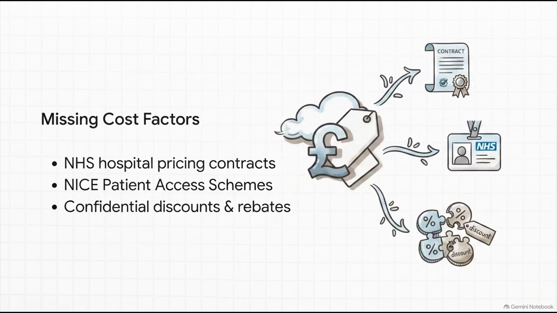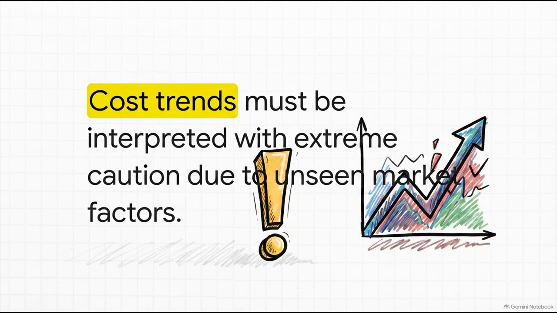So the indicative cost is really just a derivation. It's calculated down to that VMP level using standard community pharmacy reimbursement prices for generic medicines or just standard list prices for branded ones. What it completely misses are the invisible market factors. NHS hospital pricing contracts and NICE patient access schemes are highly confidential, so this dataset entirely excludes all those confidential discounts, procurement agreements, and rebates that hospitals are actually paying. Because it's missing all those crucial deductions, the indicative cost is going to inherently, and sometimes wildly, overestimate total NHS hospital expenditure. And honestly, the trap goes even deeper.